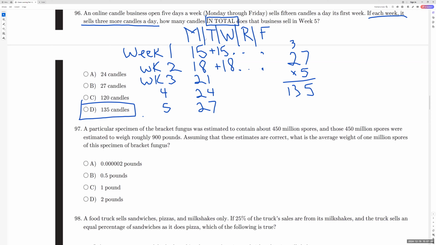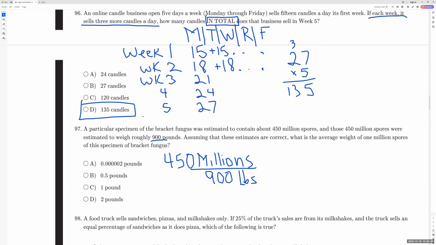Now, what we have here in this problem, you can read it at your own leisure, but we have millions of spores. Remember the organization of having everything on the same level. Top floor, we have the number of spores in millions. Bottom floor is a townhouse, I guess. 900 pounds. LBS is for pounds, remember? So I have amount, quantity, and I have weight in pounds. So 450 million spores weigh 900 pounds.